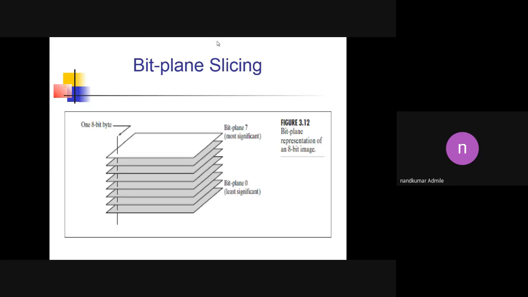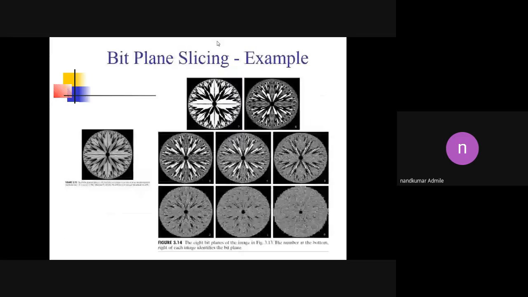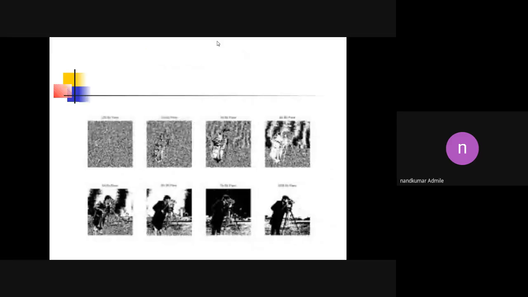If we consider one image, we can take the example of the cameraman, and divide that image into 8 different parts. That means, what will the image look like at the 8th plane, at the 7th, at the 6th, and at 4, 3, 2 and 0.